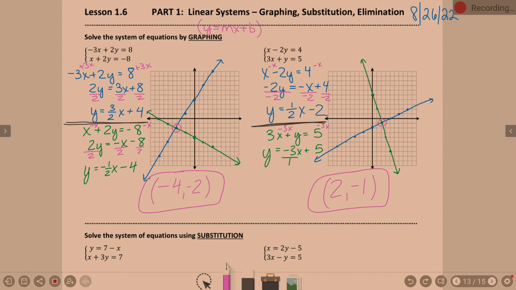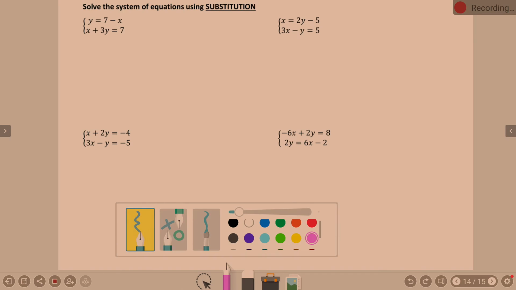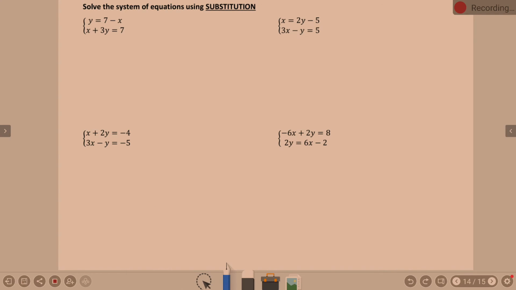Now, let's talk substitution. Between substitution and elimination, everybody usually has their own personal favorite. Honestly, for me, it depends on what the problem's set up as. As I look at these next couple of problems, my first example here, to me, this is definitely set up for substitution. I would prefer to use substitution over elimination on this problem. Now, do we remember how substitution works?